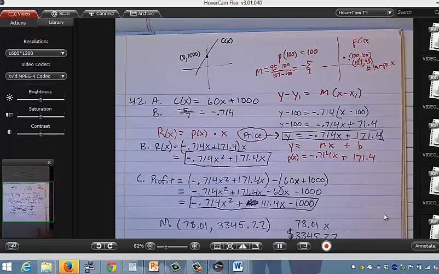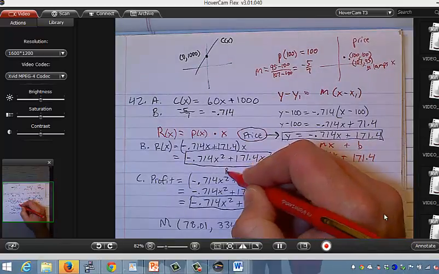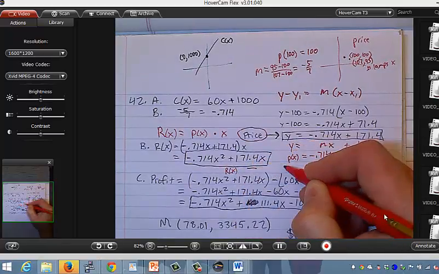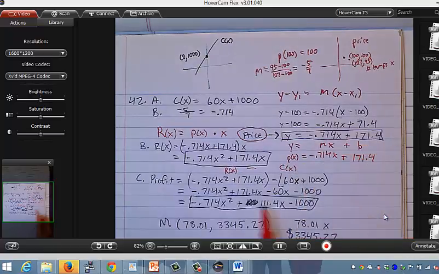And then for part C, profit would be the revenue function I just found minus the cost function that I found earlier. I have to distribute the negative. I get a parabola. And then it looks like you kind of jumped right to the maximum. How'd you find this maximum? Did you use a calculator? Yeah. Okay.